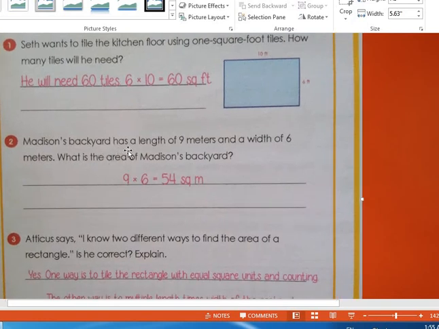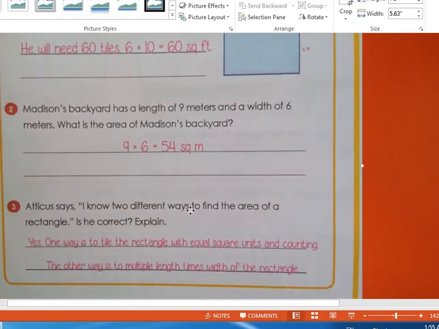Madison's backyard has a length of 9 meters and a width of 6 meters. What's the area of Madison's backyard? 9 times 6 equals 54 square meters. I just multiplied the length and the width. Okay.